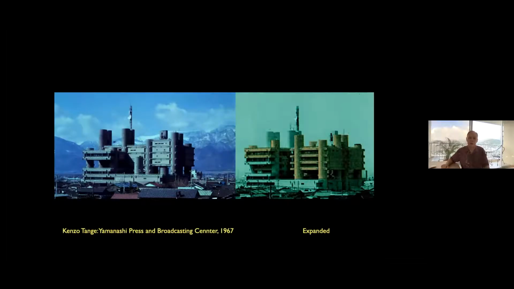One of the few Metabolist-influenced buildings that did actually get extended, and not just project the image of potential extension, was Tange's own Yamanashi Press and Broadcasting Center. In 1965, under an anti-seismic refit, it's hard to see, but the colored areas have been extended. So this was one of the very few, if not the only, Metabolist building that actually did fulfill that promise of future expansion.